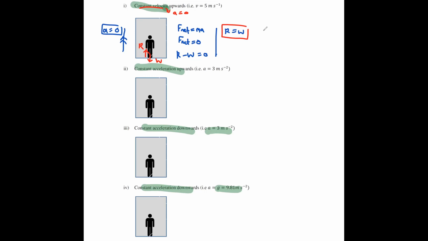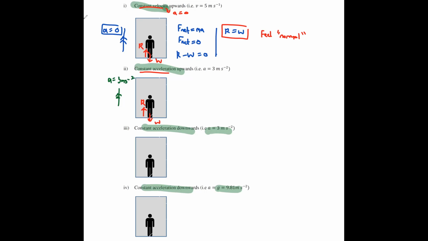So what you can say here is that you feel normal. You don't feel heavier, you don't feel lighter when your elevator is moving with constant velocity. But in the second case here, you are not moving with constant velocity. You're moving with some value of acceleration, say maybe 3 meters per second squared. This is W, this is R, and your acceleration is upwards at 3 meters per second squared.